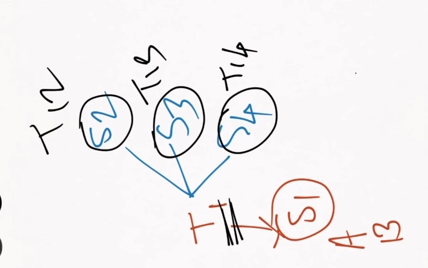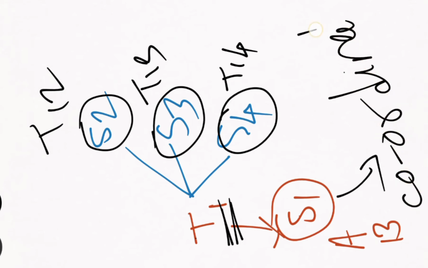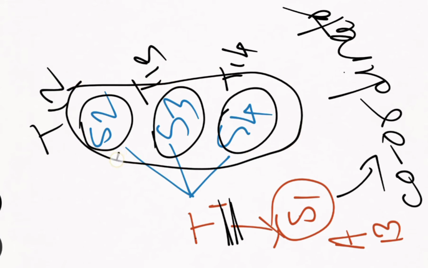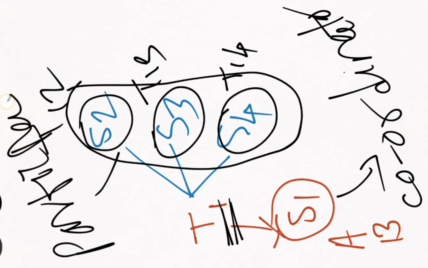Are you understanding? For example, this transaction is initiated on which site? Site S1. That's why site S1 is nothing but the coordinator site. And the sites which are participating in the transaction are called the participating sites. So you can see these sites are participating. That's why they are called the participating sites.